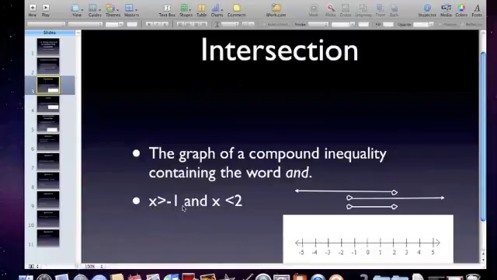x is greater than -1 and x is less than 2. You graph -1, which is right there, and it's an open circle because there's no "equal to" sign underneath it. It runs to the right, the way the arrow is pointing. Then you graph the 2, which is right there, and you make it go the opposite way, open circled. And then you graph the points in between, and that's your answer.